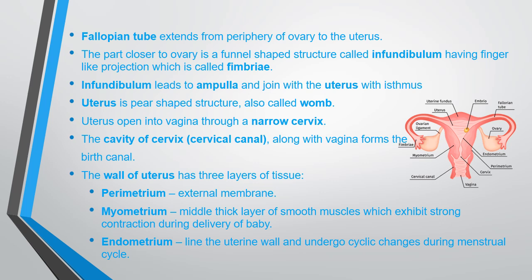The uterus is a pear-shaped structure which is also commonly known as womb. The uterus opens into vagina through a narrow cervix. The cavity of cervix along with the vagina forms the birth canal. The wall of uterus has three layers of tissues. First one, perimetrium, it is the external membrane. Myometrium, it is the middle one, thick layer of smooth muscles which exhibit strong contraction during the delivery of baby. Endometrium lines the uterine wall and undergoes cyclic changes during the menstrual cycle.